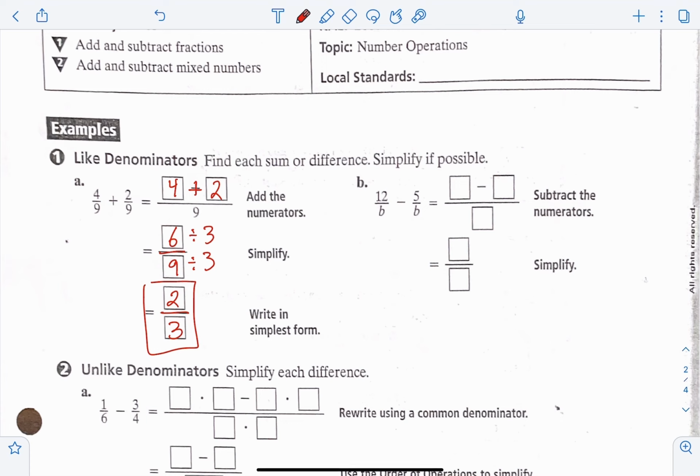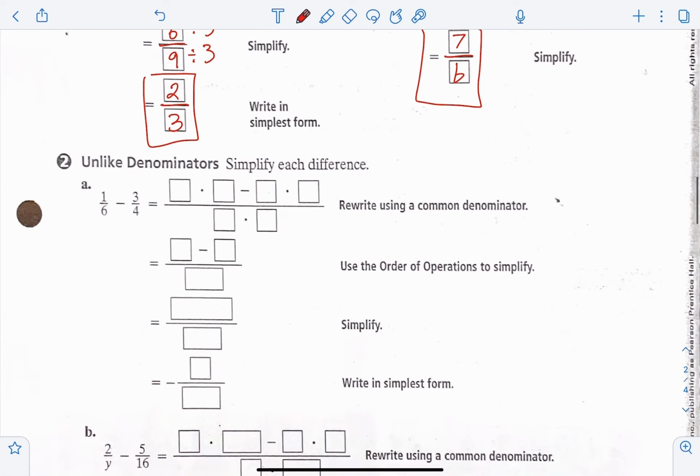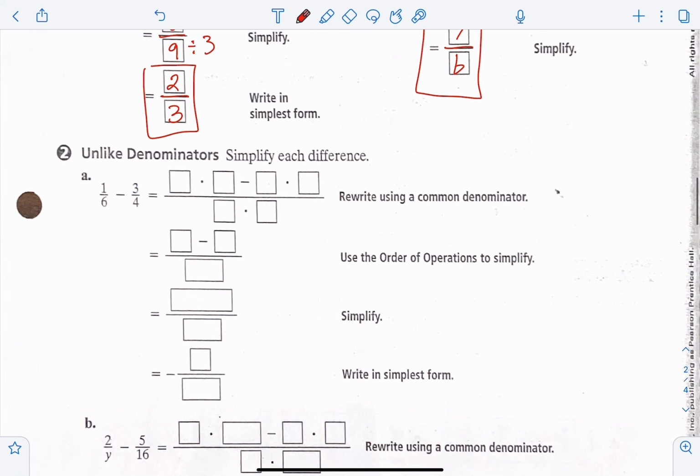Same thing if it has a variable on the bottom. We have 12 over b minus 5 over b. We can rewrite that as 12 minus 5, all of that over b. 12 minus 5 is 7. 7 over b we can't simplify because there's a variable on the bottom. So if they already have the same denominator, then it's really easy to combine them. When they don't have the same denominator, you're going to have to change them so that they do have the same denominator and you can work with them.